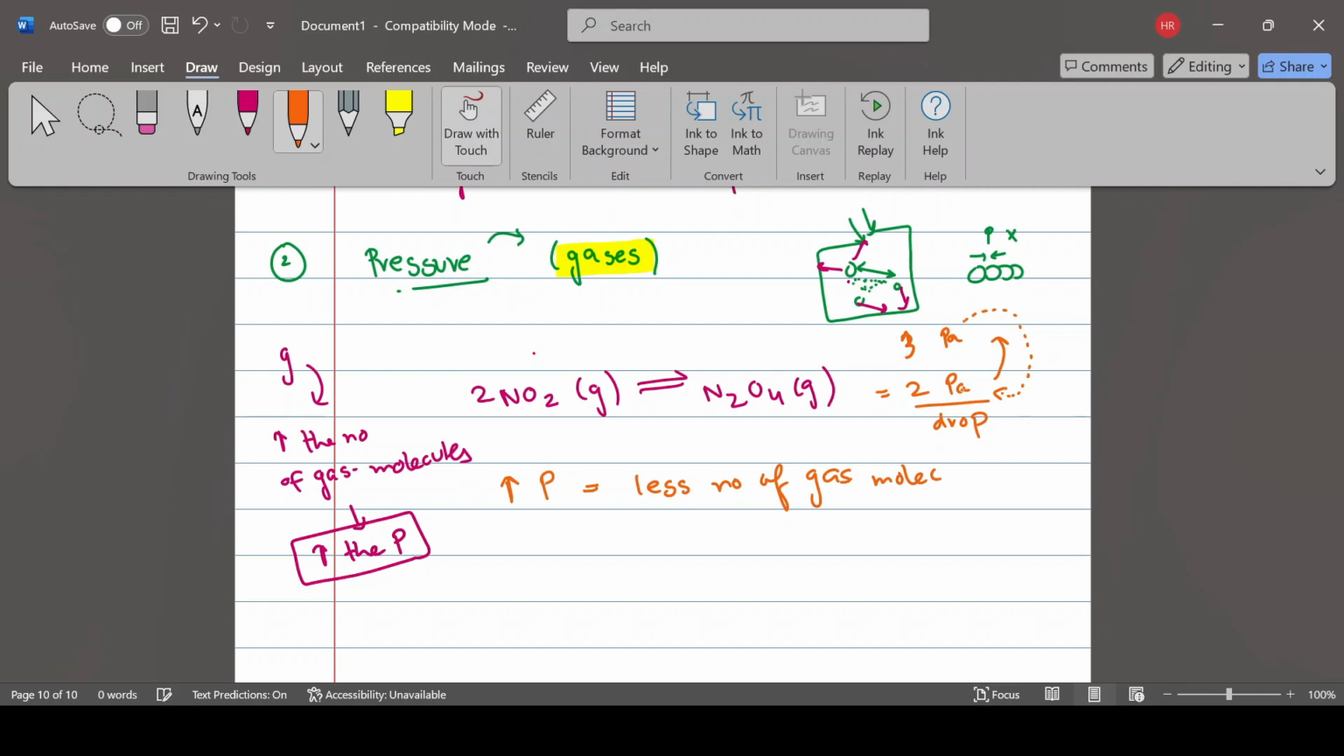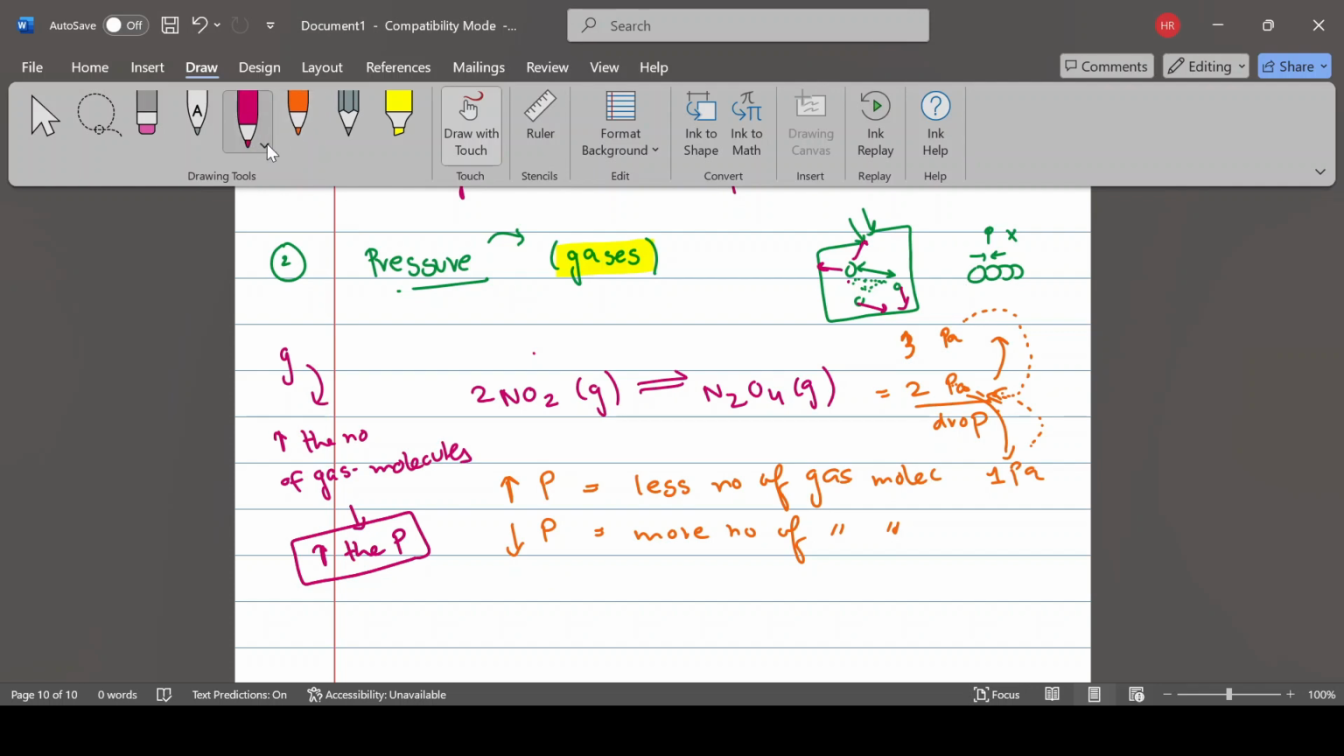Similarly, now let's say from 2 pascals you decrease the pressure back to 1 pascal. If you are decreasing the pressure, it will try to increase the pressure back to 2 pascals. That means it will favor the side of the reaction that contains more gaseous molecules. So if you decrease the pressure, it will favor the side that contains more gaseous molecules. Do you get this part up to this point?